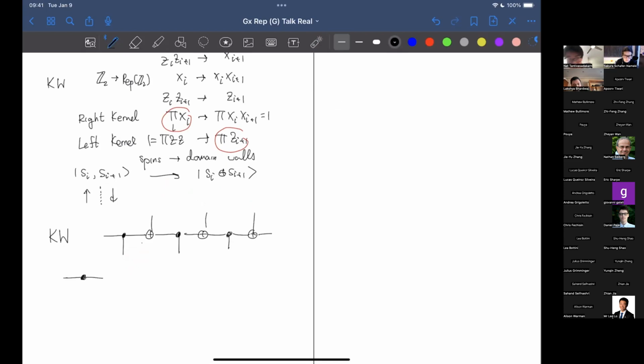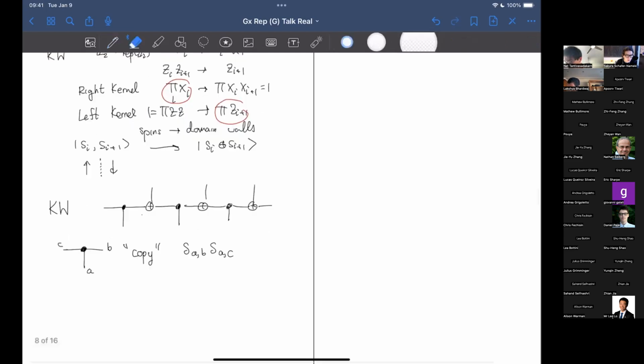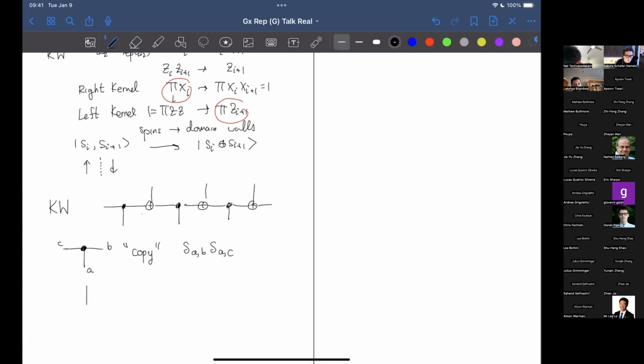You can think of the first tensor as a so-called copy tensor, where if I have input A, it's just going to output the same group element A. So for example, you can think of it as a delta function, where it copies A to both the B and C legs. And the second tensor, I'm going to call it the sum tensor. If you have A and B as input, it's just going to output C as the sum of the two.